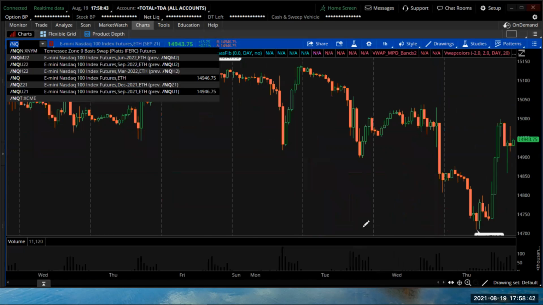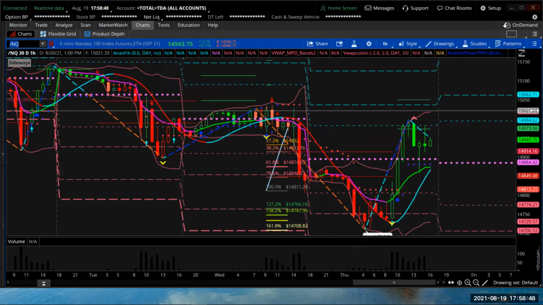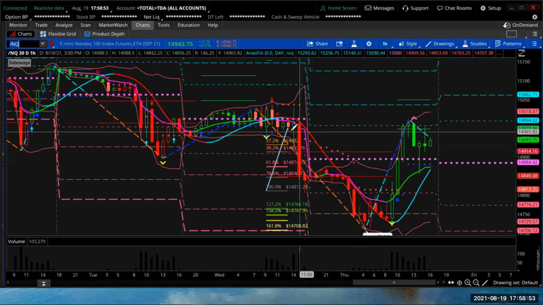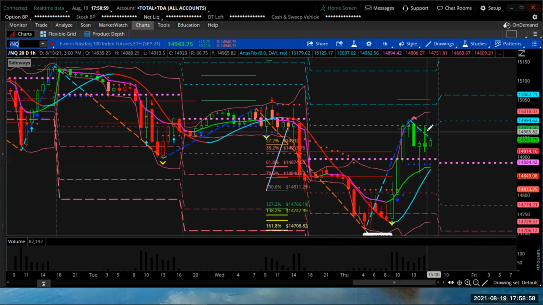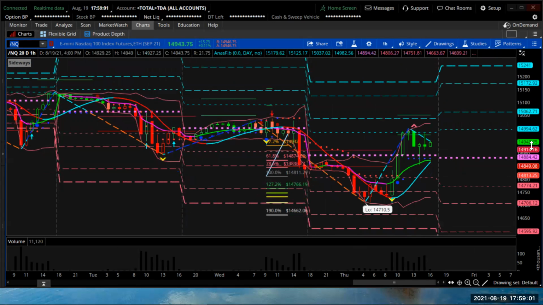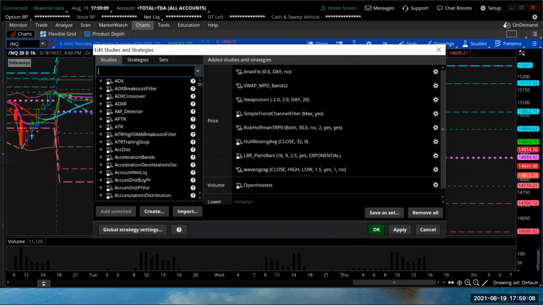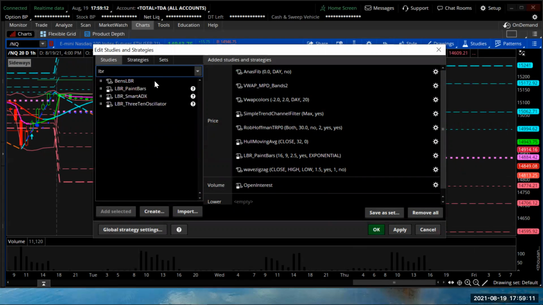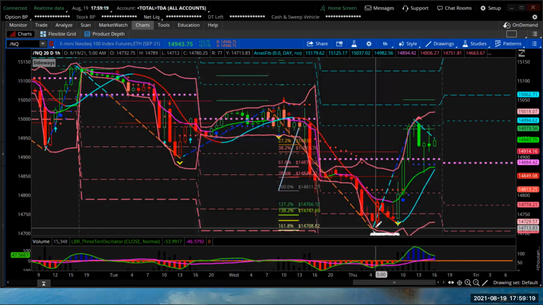Let's look at NQ. So here's NQ. It's all over the map. But it looks like a big W to me. So here it is, W here. This looks like an M pattern. But what I want to look at also is, let me see if I can put it in. I need to do edit study, LBR, the 310 oscillator. I tend to use that and see if I can work with it.